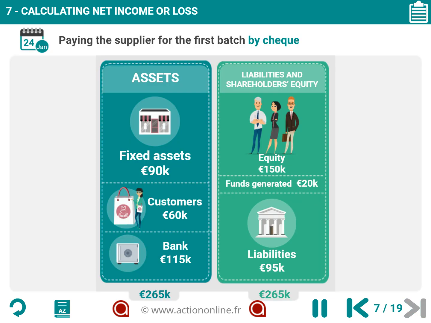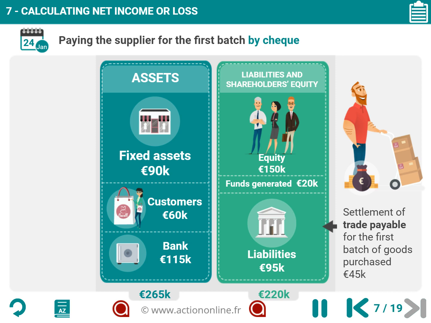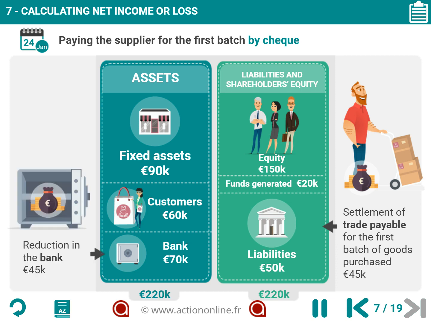On the 24th of January, the company pays its supplier €45,000 for the first batch of goods that it bought prior to January. This payment is made from money available in the bank. The transaction results in a reduction in the bank and a reduction in trade payables for the same amount of €45,000.